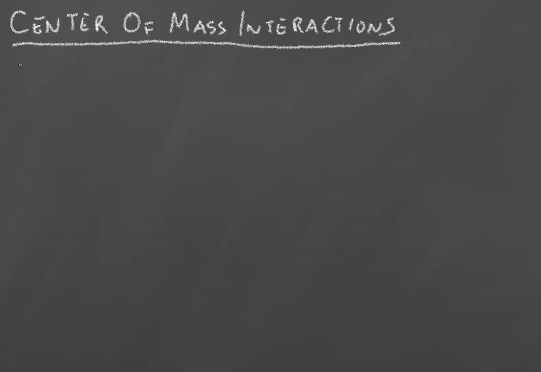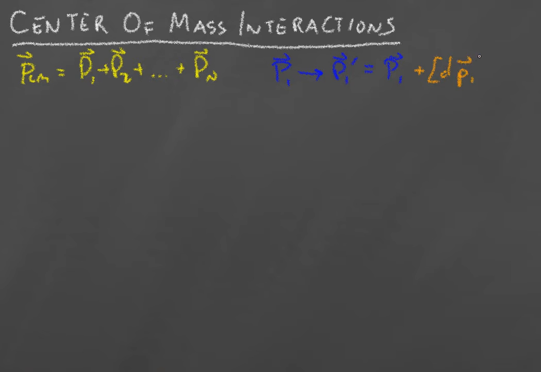Now that we know that the momentum of the center of mass is just equal to the sum of the momentum of each particle in the system, this tells us that if we have one particle, so say particle 1, and it undergoes some interaction, so that now its new momentum is equal to its initial momentum plus some impulse.